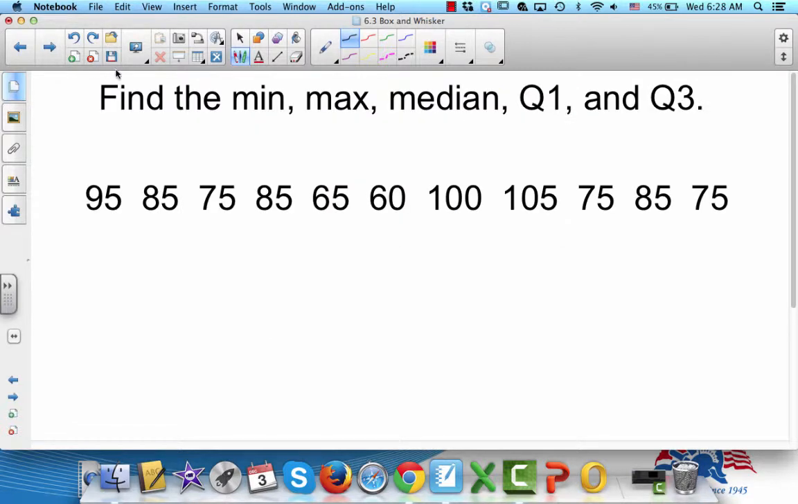All right, now that we've figured that out, it's your turn. See what you can do about finding the minimum, maximum, median, quartile 1 and quartile number 3 of this data set. Pause the video and then get back with me.